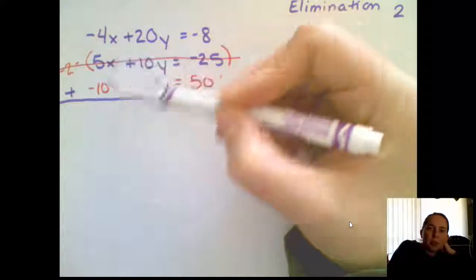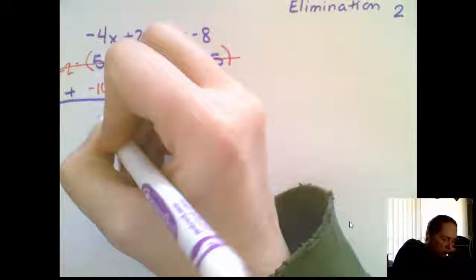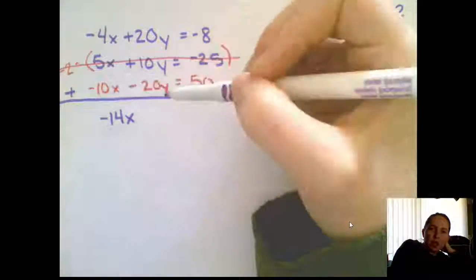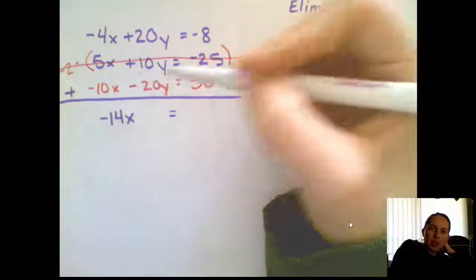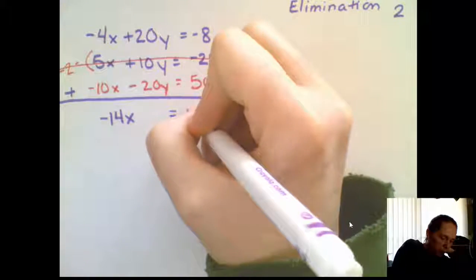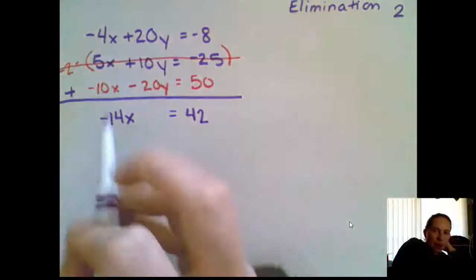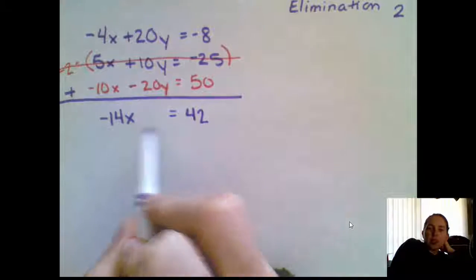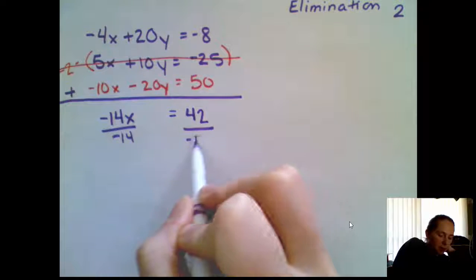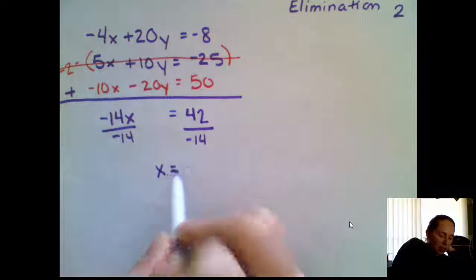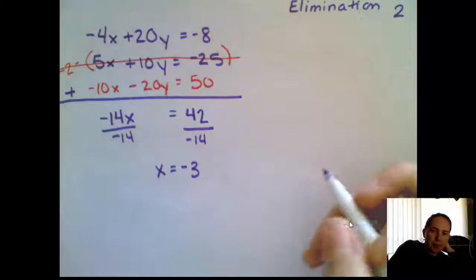Negative 4x plus negative 10x is negative 14x. 20y plus negative 20y cancels, and we're not going to write anything. Negative 8 plus 50 is 42. So right now we're at negative 14x equals 42. We divide by negative 14, and x is negative 3.